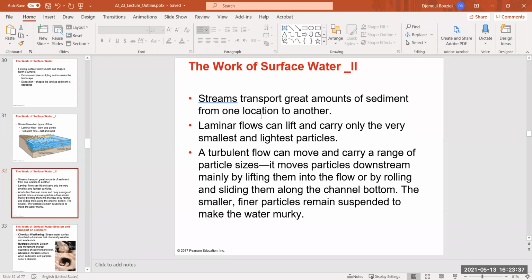Streams transport a great amount of sediment from one location to another. Laminar flow can lift and carry only the very smallest and lightest particles. Turbulent flow can move and carry a range of particle sizes. It moves particles downstream mainly by lifting them into the flow, or rolling them or sliding them. The smaller, finer particles remain suspended in the murky water.